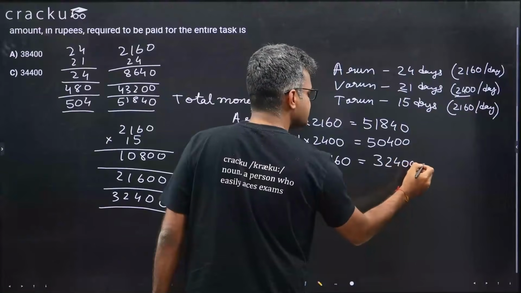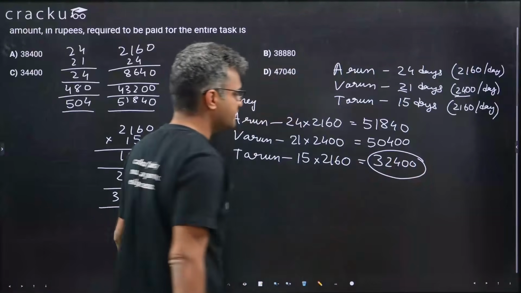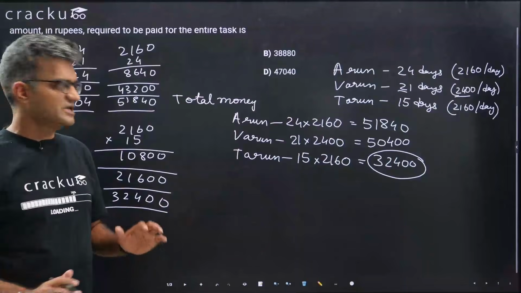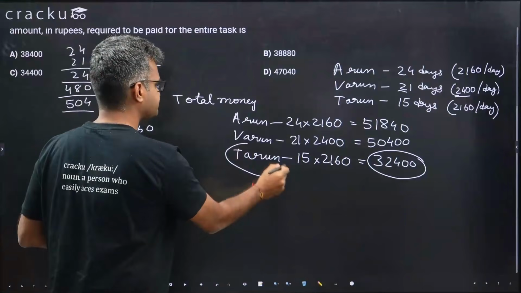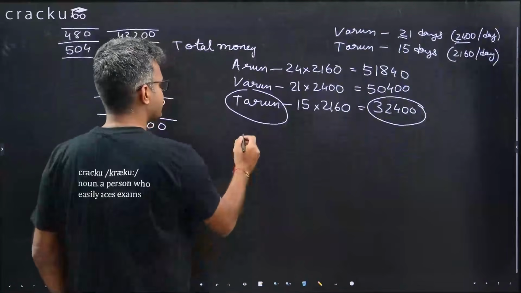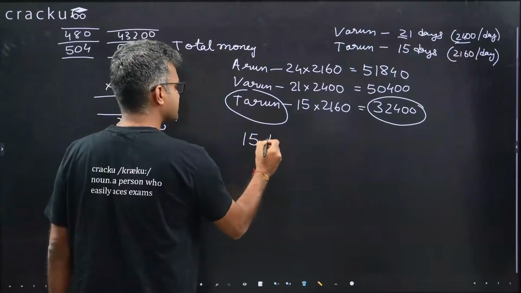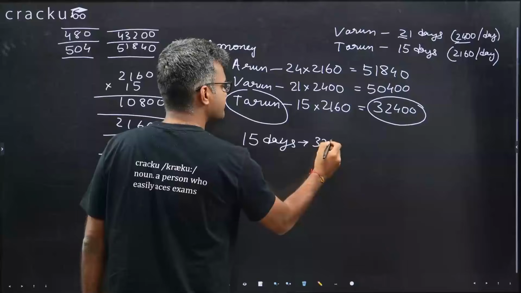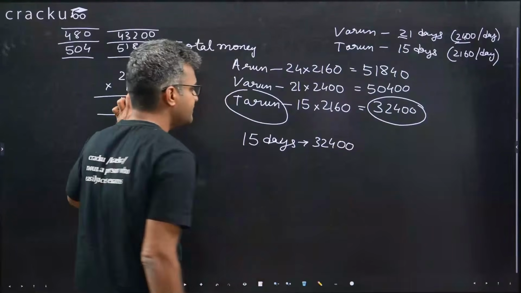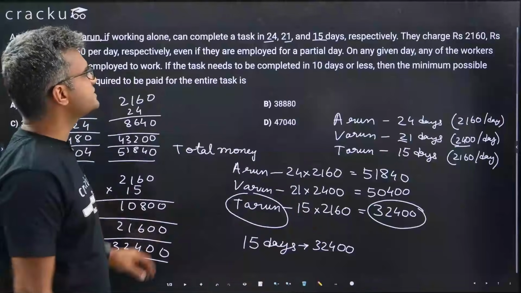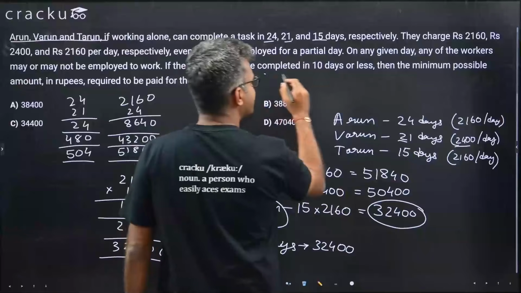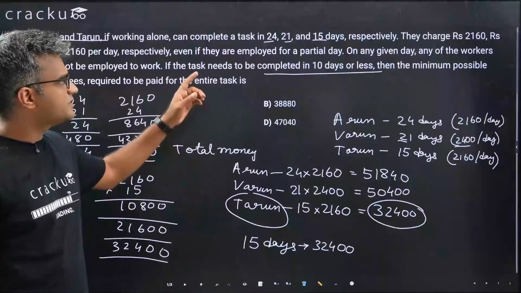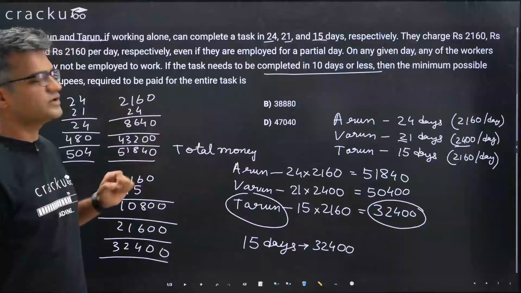So who charges the least amount of money? This guy charges the least amount of money. So if we want the work to be finished with the least amount of money, we should just hire Tarun. And the work will be finished in 15 days and it will cost a total of 32,400. But if you look at the question, what is told is that the job has to be finished in 10 days or less. Tarun is taking 15 days to finish it, but we want the work to be done in 10 days or less.